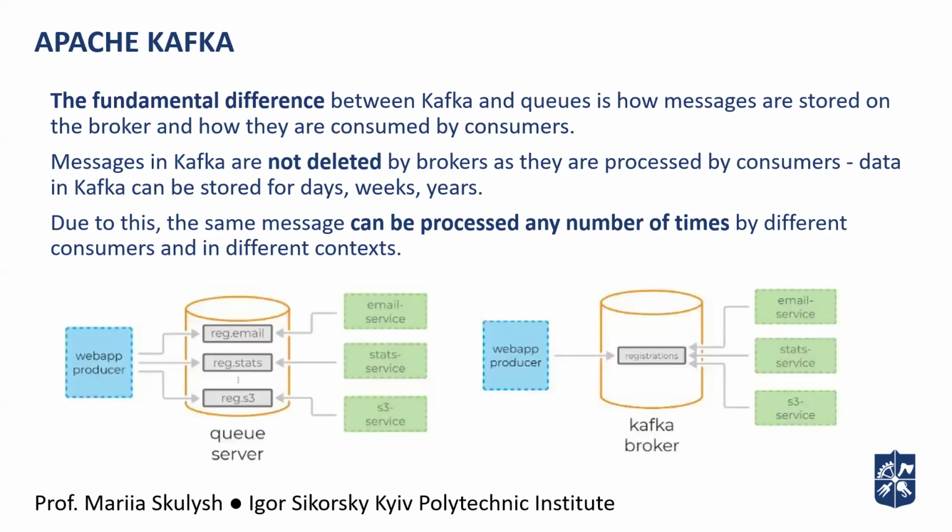Apache Kafka. Actually, from one side, it's storage. From other side, it's a system who can process, a queuing system, queuing storage system. So the fundamental difference between Kafka and queue is how messages are stored on broker and how they are consumed by consumers.